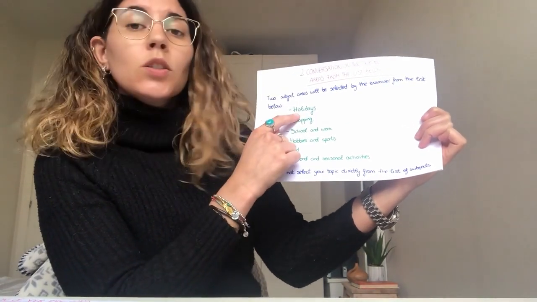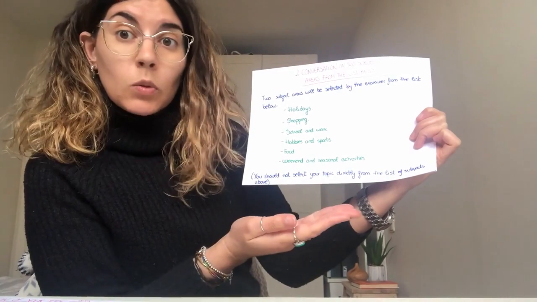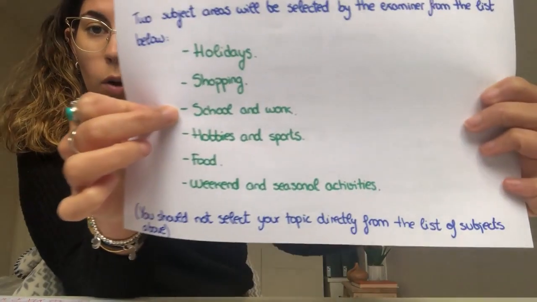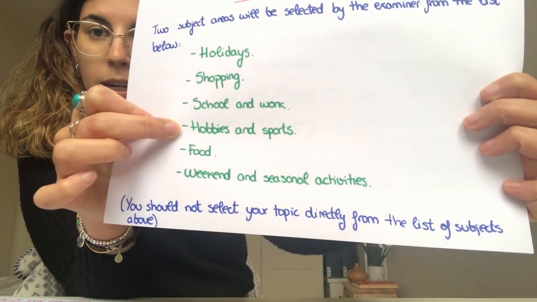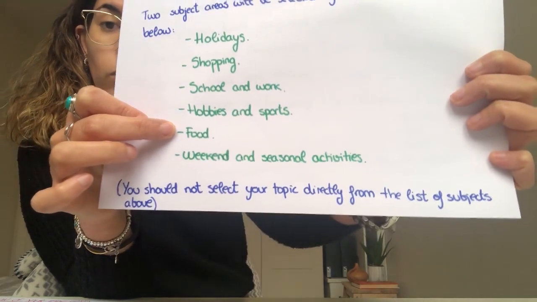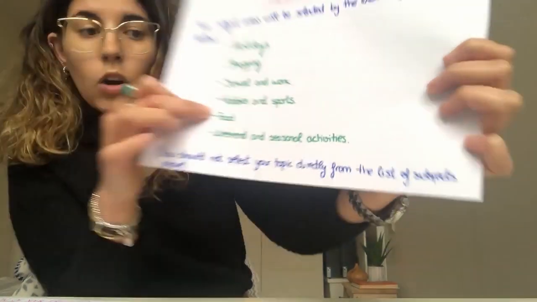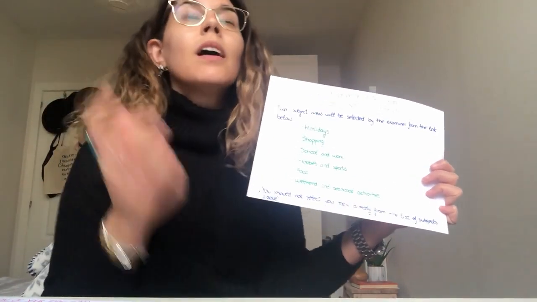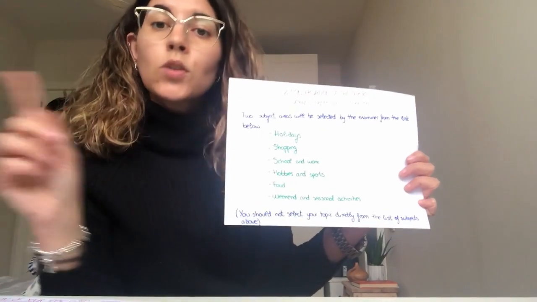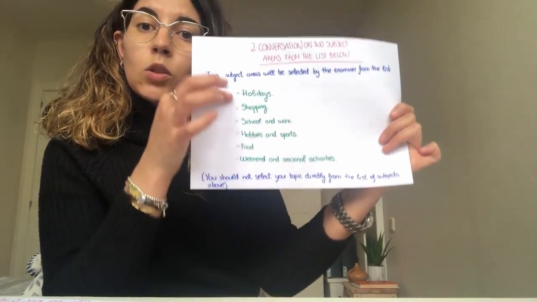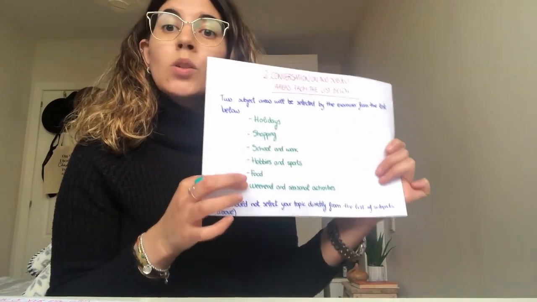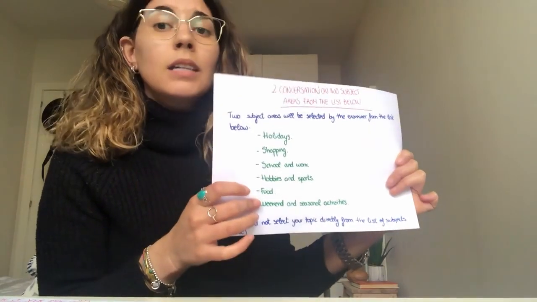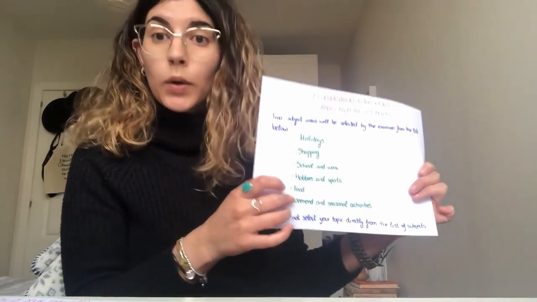So they're going to be like holidays questions or shopping questions, school and work questions, hobbies and shops, questions about food, or maybe questions about weekend and seasonal activities that you can do. You need to know that you cannot choose these areas to write down your topic. You need to choose other areas to write down your topic, okay? These areas are just for the conversation with the examiner, okay?